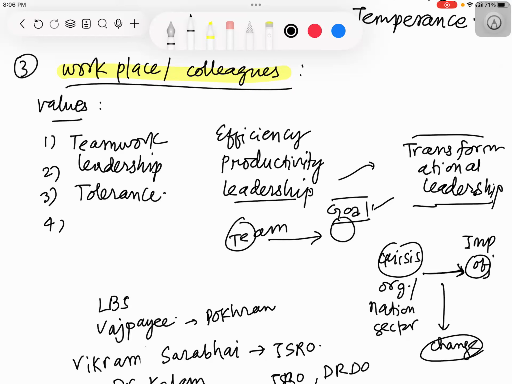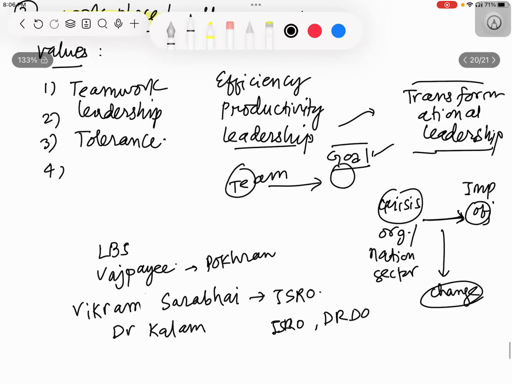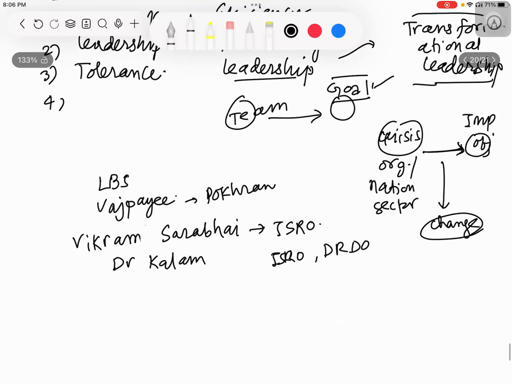But Vajpayee said that we knew what was coming. Vajpayee was aware of that even before taking the decision. That was a very tough decision, but he took it because he knew that this will change the country for the better. That is an excellent example of transformational leadership, right?